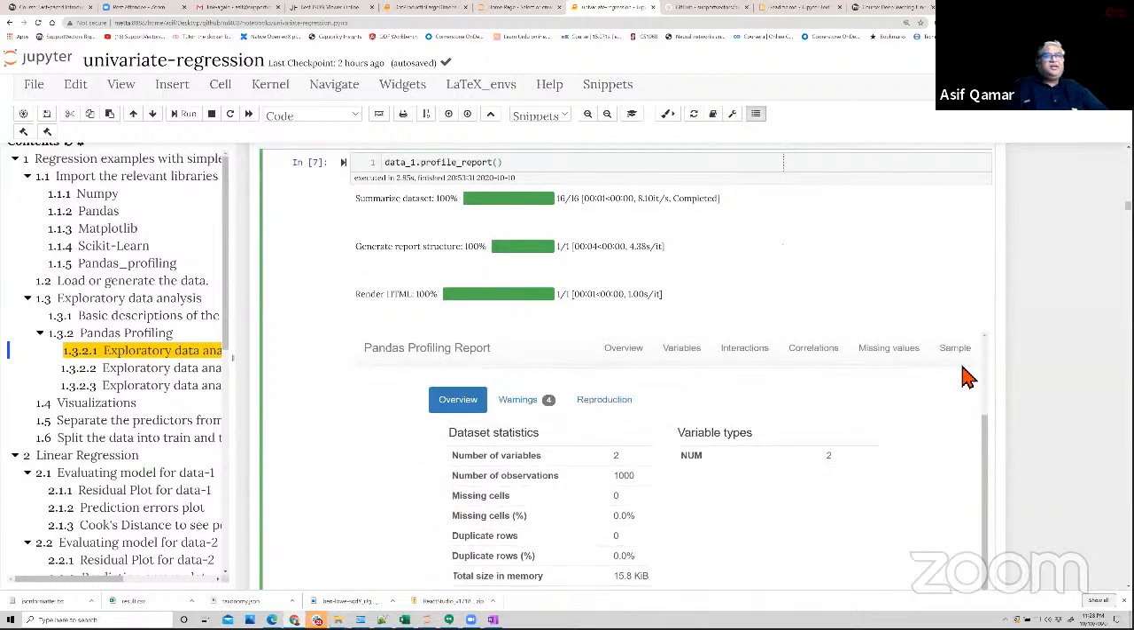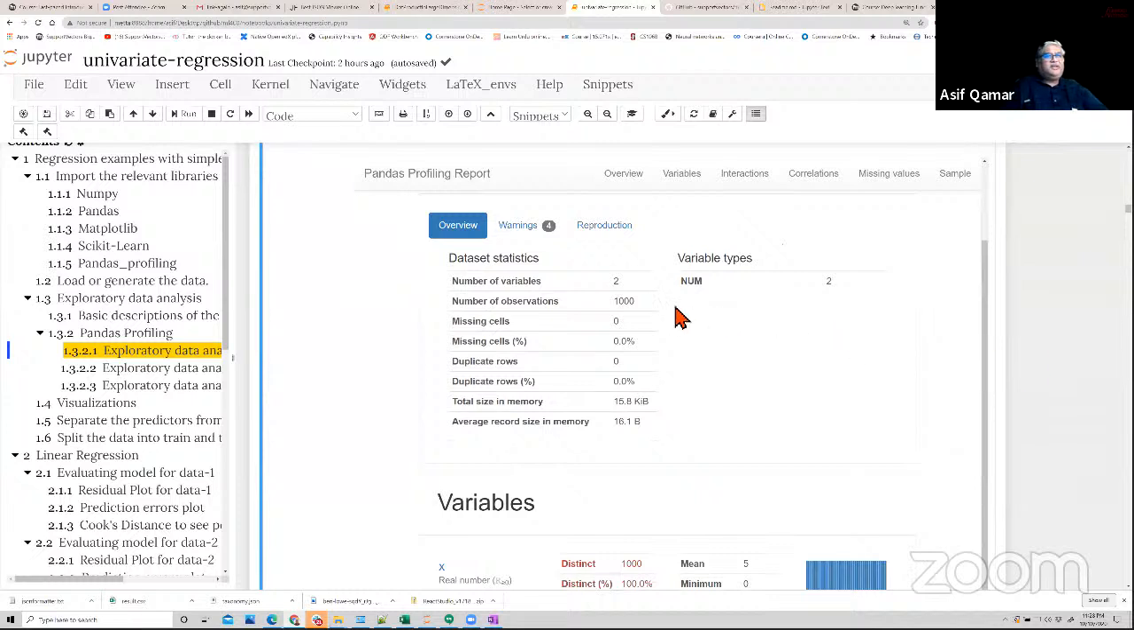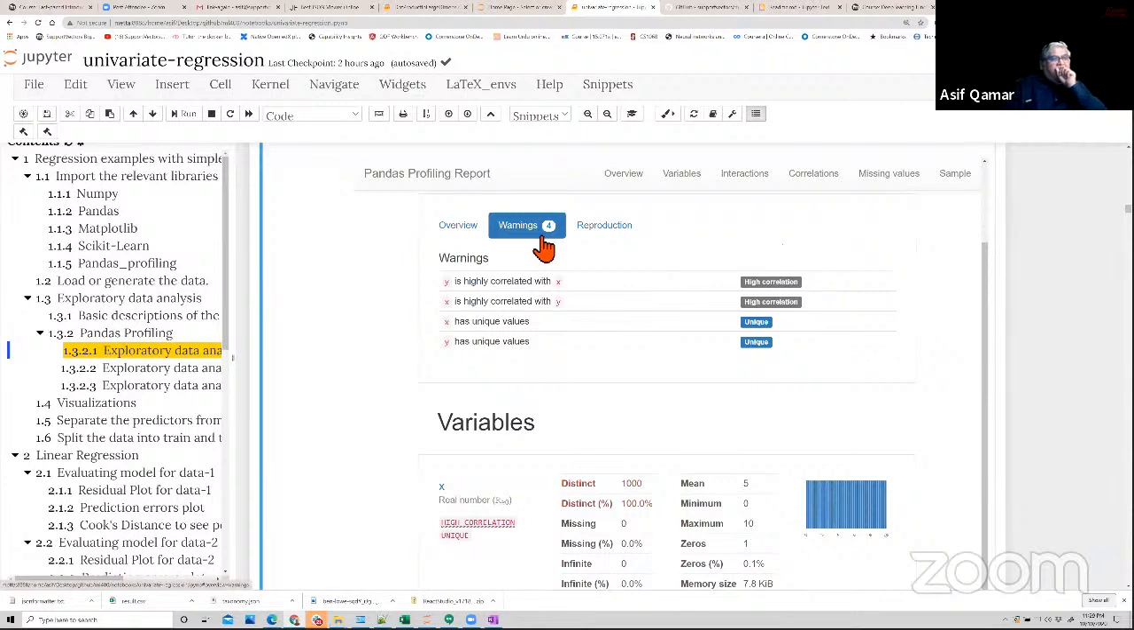What does it say? It says something that we just saw a little while ago. The number of variables is two, x and y. The number of observations is 1,000. None of the things have missing values. That's good news. The rest is memory size, etc. It also has some warning. It says that there's a high correlation. Why is that a warning? Later on, you'll realize that sometimes high correlations are not good. And I'll explain what correlation is in the next Sunday session, the theory session.